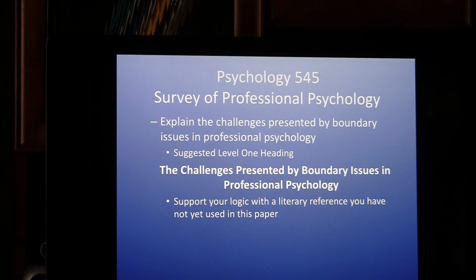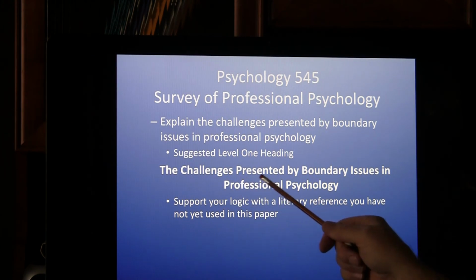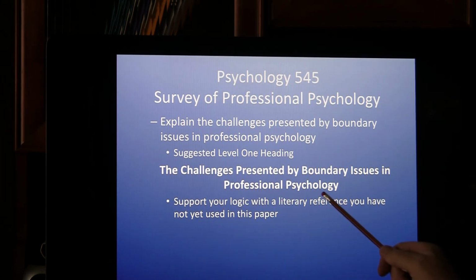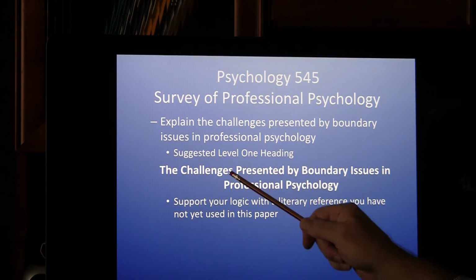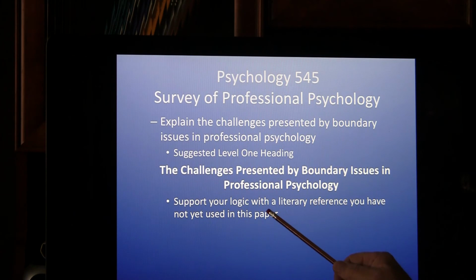The last main point or objective for this paper is to explain the challenges presented by boundary issues in professional psychology. Again, the heading, very simple, the challenges presented by boundary issues in professional psychology. Double space, bold, no period, mixture of upper and lowercase letters. Support your logic with a literary reference you've not yet used in this paper. Notice there's no requirement at this point for a transition sentence because we don't use transition sentences when we go from the last objective into the conclusion.